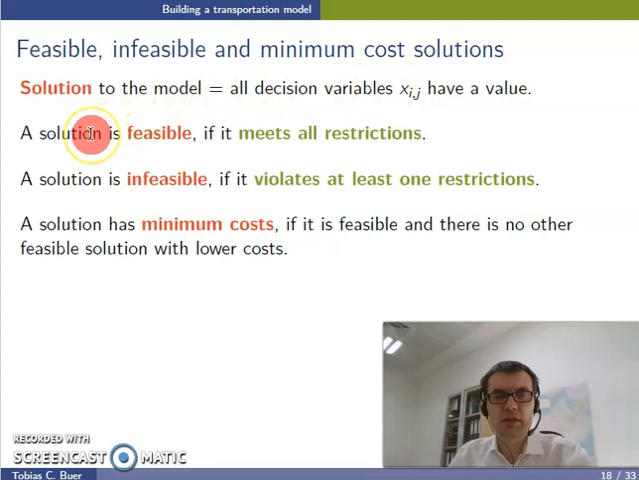What is more interesting for us is that we are interested in a feasible solution. And a feasible solution is an assignment of values to the decision variables that meets all our restrictions. All the constraints that we modeled on the previous slide are fulfilled. No constraint is violated. If an assignment of values to the variables violates at least one of the constraints, then we say this solution is infeasible.